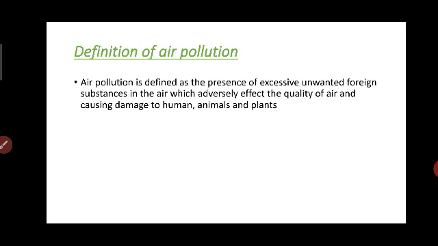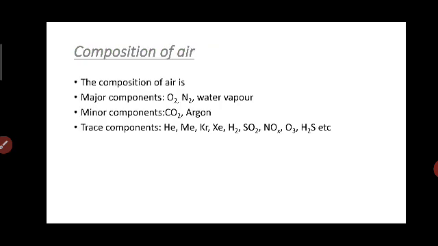What do we mean by air pollution? Air pollution is defined as the presence of excessive unwanted foreign substances in the air which adversely affect the quality of the air. These unwanted foreign substances spoil the quality of air and cause damage to human beings, animals and plants. That is called air pollution.